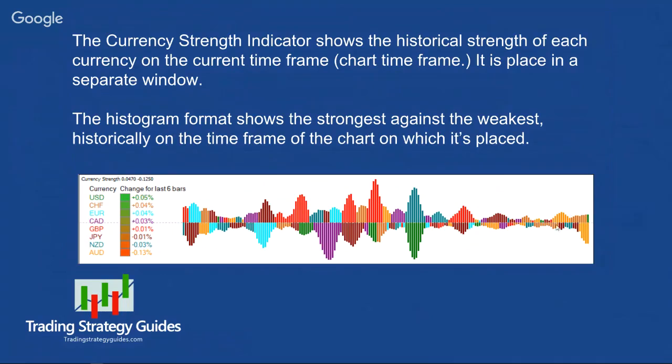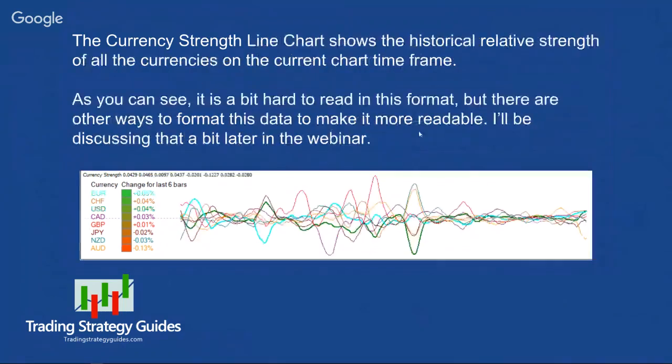The color of the bar corresponds to the color over here. These colors can all be changed. If you have colorblind issues, you can change these colors to whatever works well for you. Now, as I mentioned, the histogram only shows the strongest against the weakest.